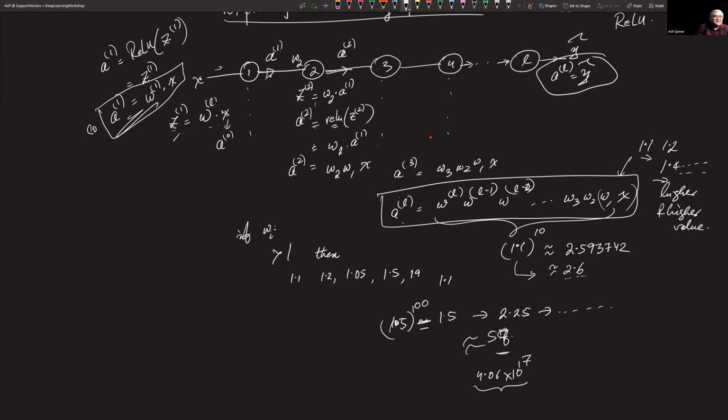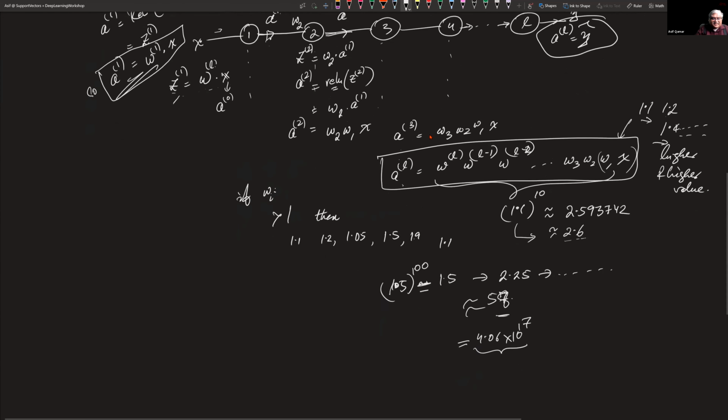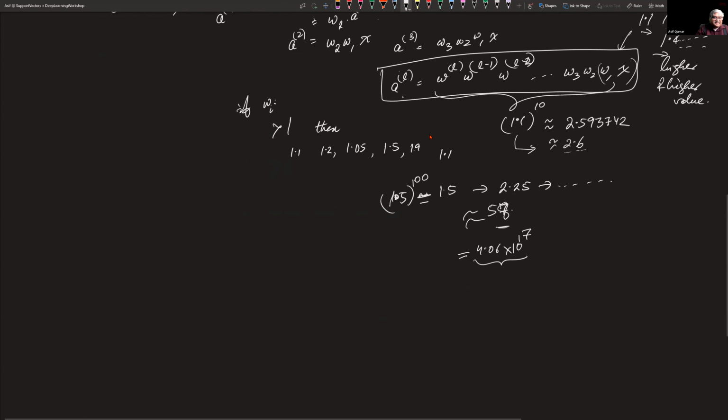So for example, if you're trying to predict the house prices in the California data set, you would probably agree that your house price is not likely to be anywhere close to this, isn't it? This is like a trillion something. So it's not feasible. Something has gone wrong in computing the activations or computing the outputs. And so what happens is that in the forward direction, it is this.